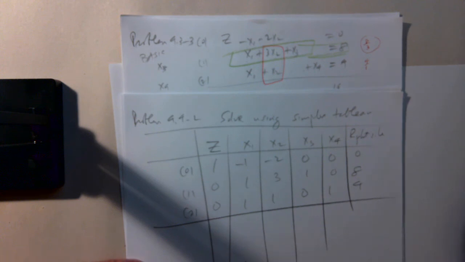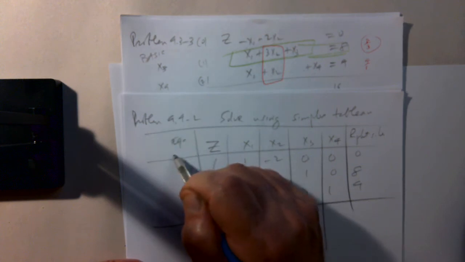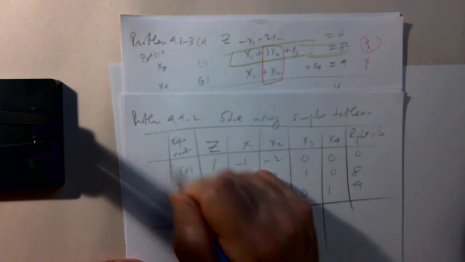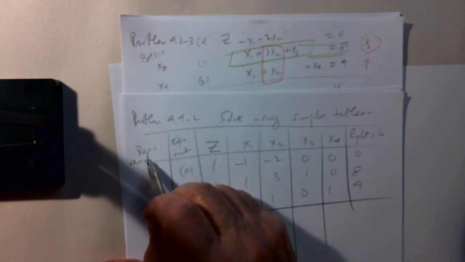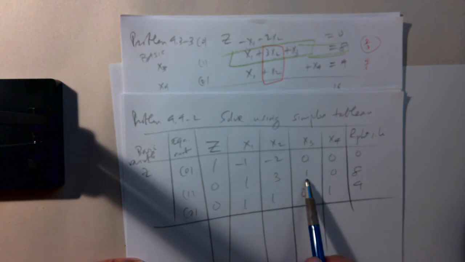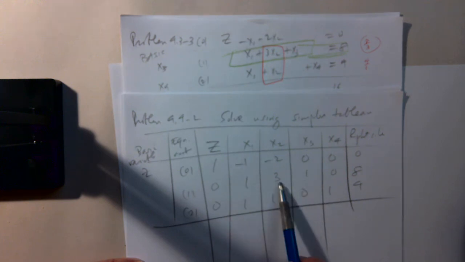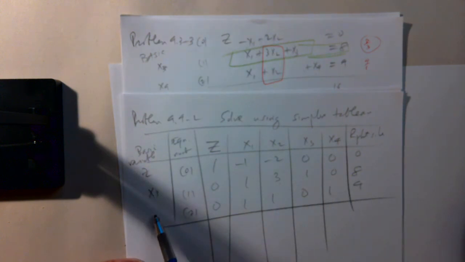So, and the basic, so this is the equation number. If I want to list in each equation which is the basic variable, z, x1 and x2 are the non-basic variables, x3 in equation 1 and x4 in equation 2 in this first step are the basic variables.